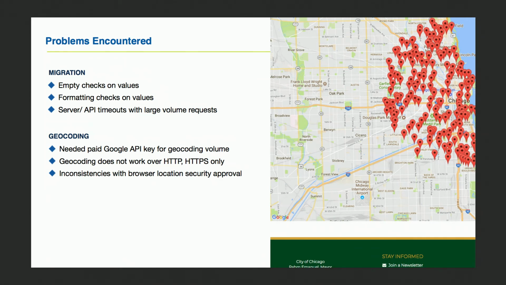Geocoding problems. Like I mentioned before, the paid API key for the volume was a must, or else we weren't going to get anywhere for all these markers. I think that's probably not all of them either. That's not all.